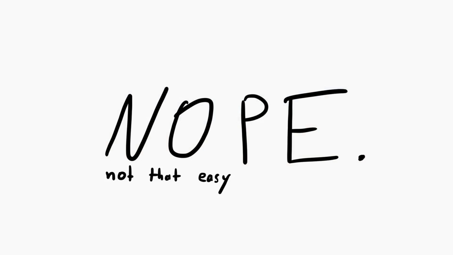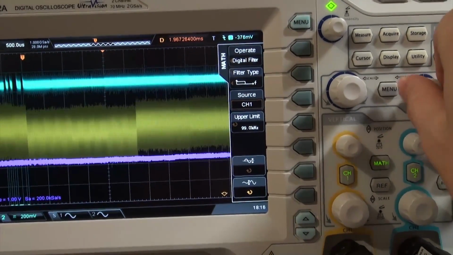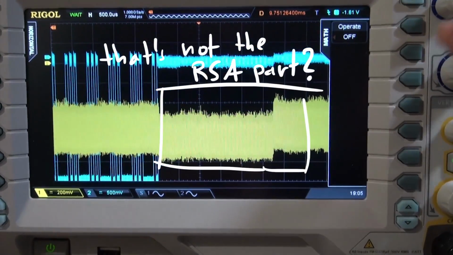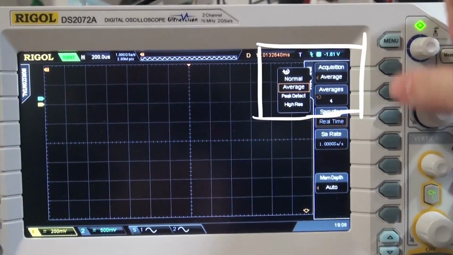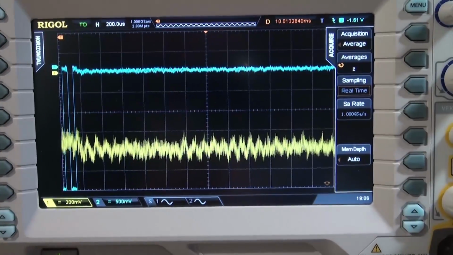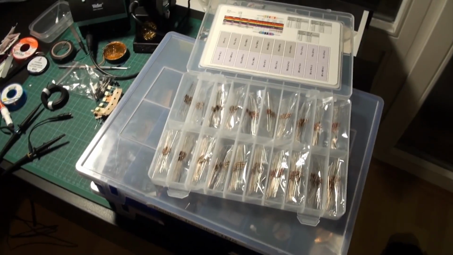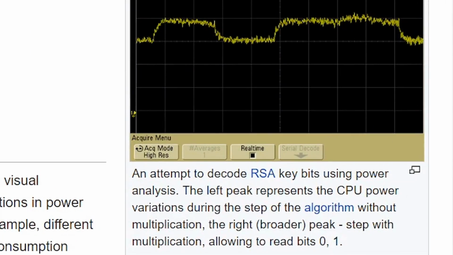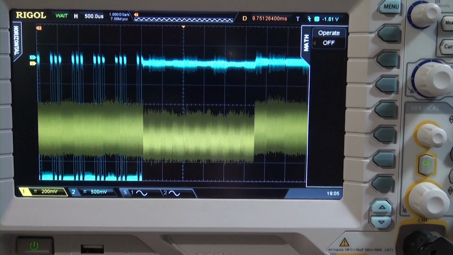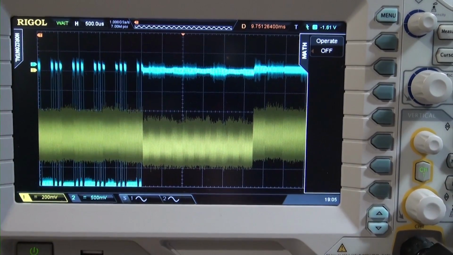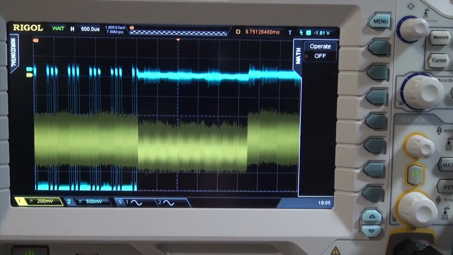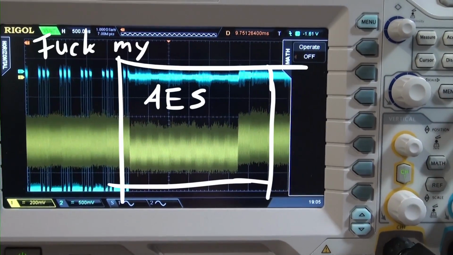Gosh, I was wrong. So I'm sitting there, staring at the oscilloscope, zooming around, trying different methods to acquire the data, like averaging traces or different resistors. I just didn't see what I would expect in an RSA power trace. This killed multiple evenings for me, until I was more or less told this is not RSA. This is AES. Fuck my life.